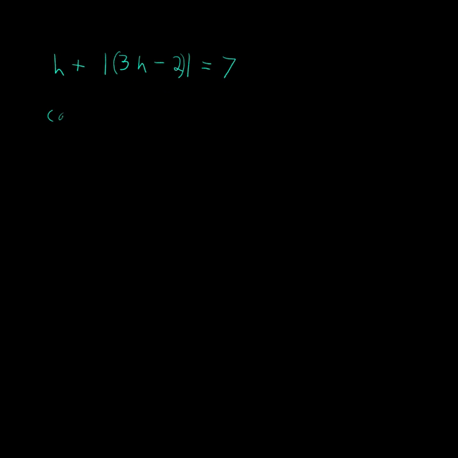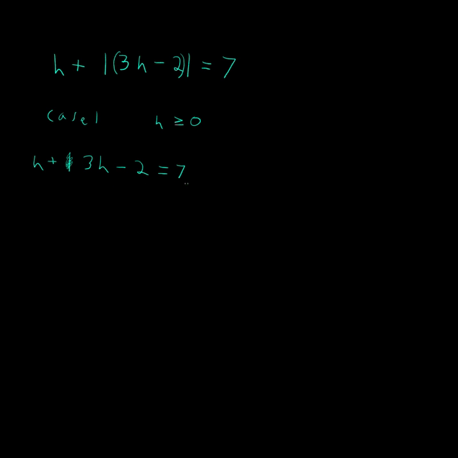Case 1, h is greater than or equal to 0, and for that we just say h plus 3h minus 2 equals 7. The reason we are able to just drop the absolute value bars is because h is greater than or equal to 0. That means the absolute value of 3h minus 2 is equal to 3h minus 2. So we are able to just get rid of those.